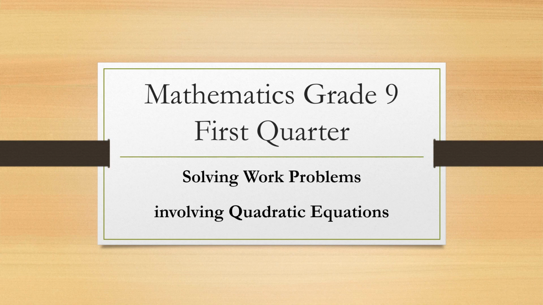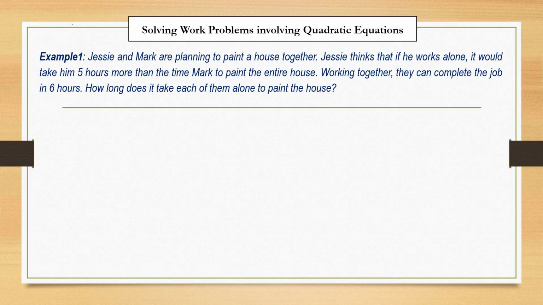Good morning! Today we will learn how to solve work problems involving quadratic equations. For our first example, we have Jesse and Mark are planning to paint a house together. Jesse thinks that if he works alone, it would take him 5 hours more than the time Mark to paint the entire house. Working together, they can complete the job in 6 hours. How long does it take each of them alone to paint the house?